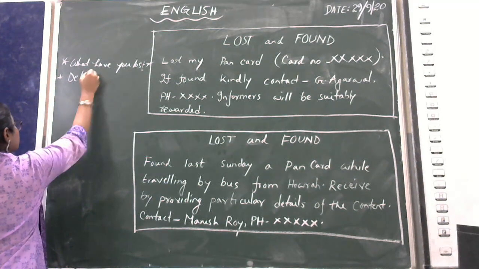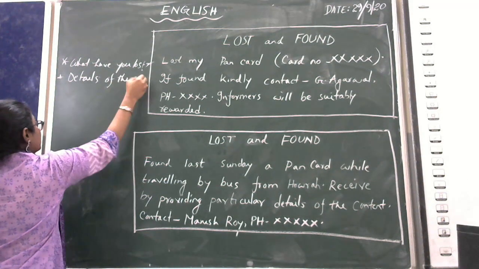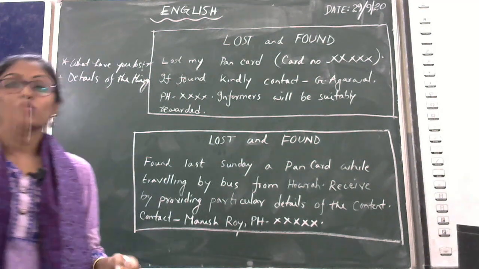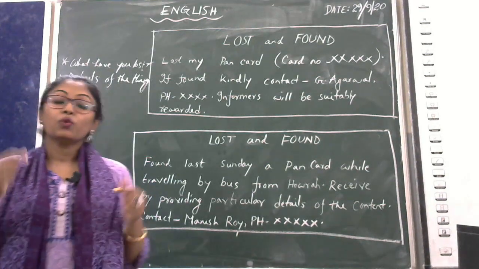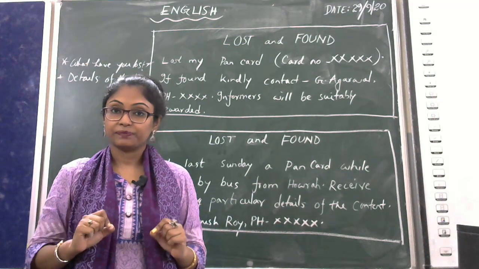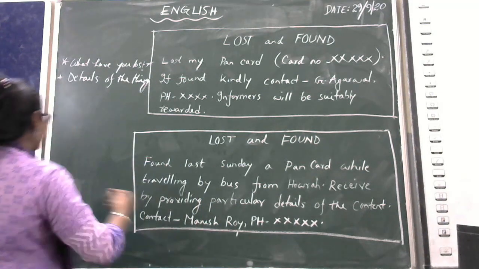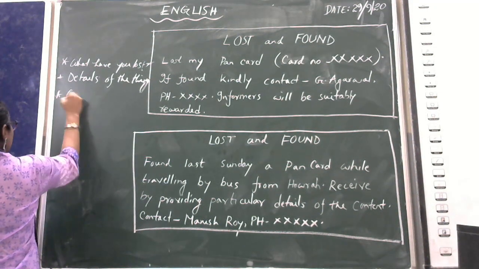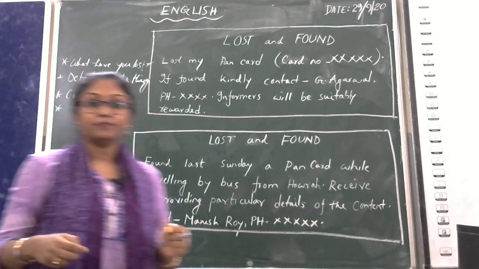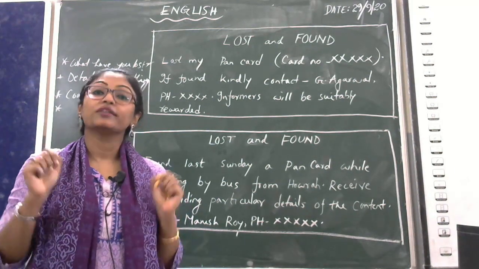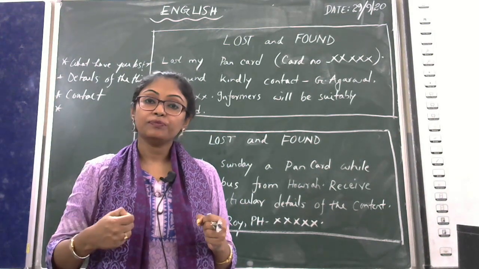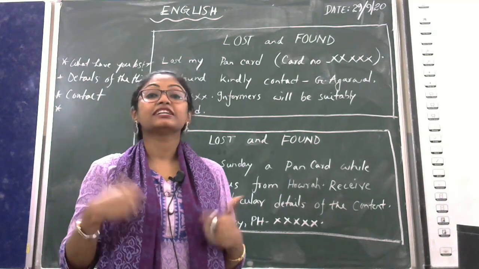So what you have lost? Next one, the details of the thing. What are the features? What are the particular details of the thing you have to mention? Next one, contact. Obviously, you have to mention your contact details, contact number, so that the person can call you or contact you.